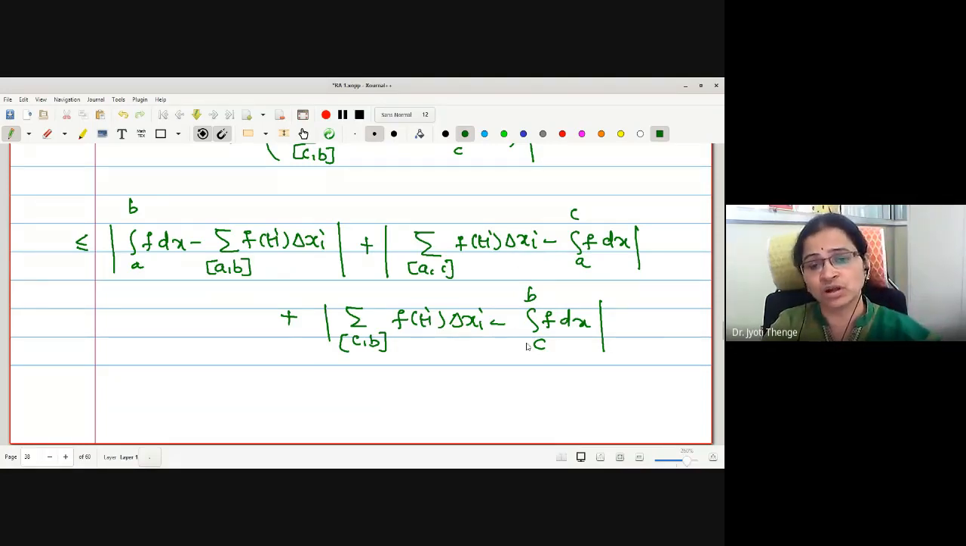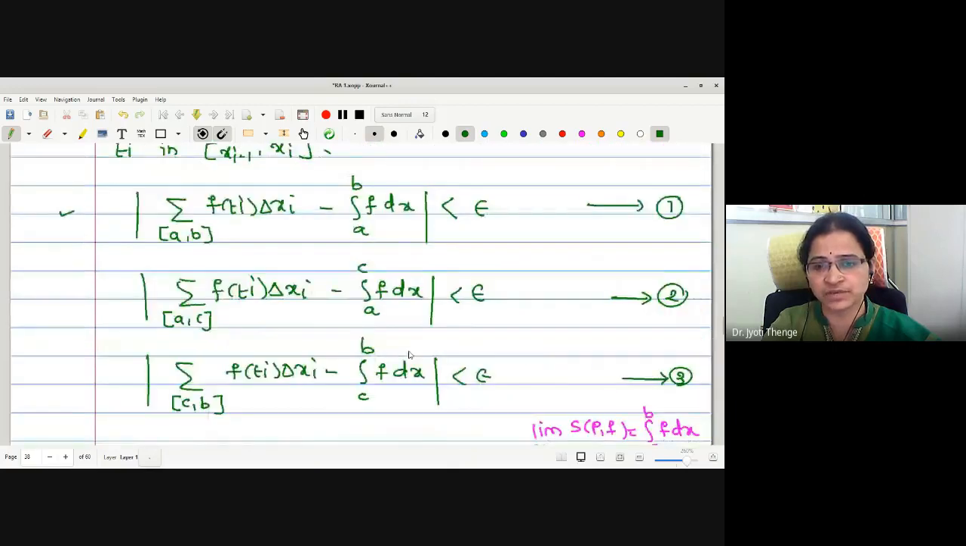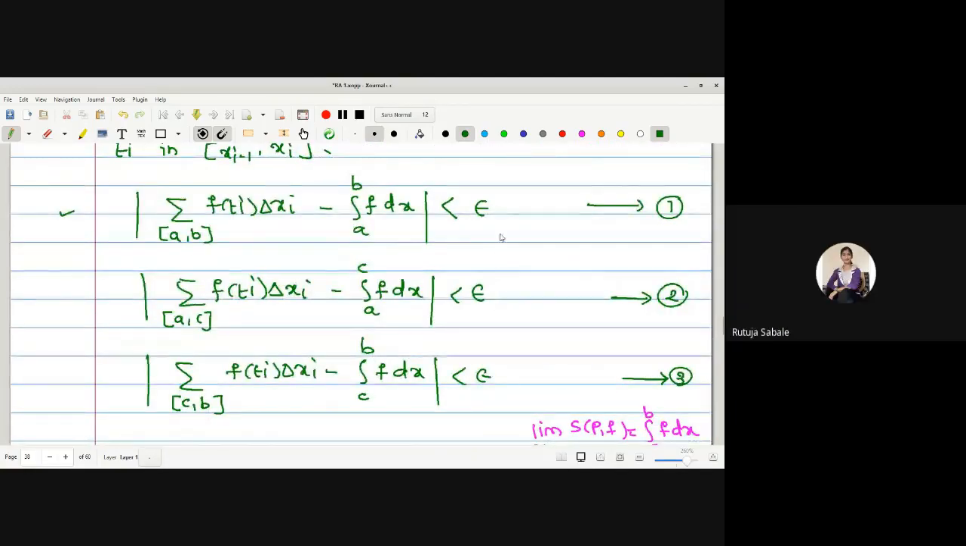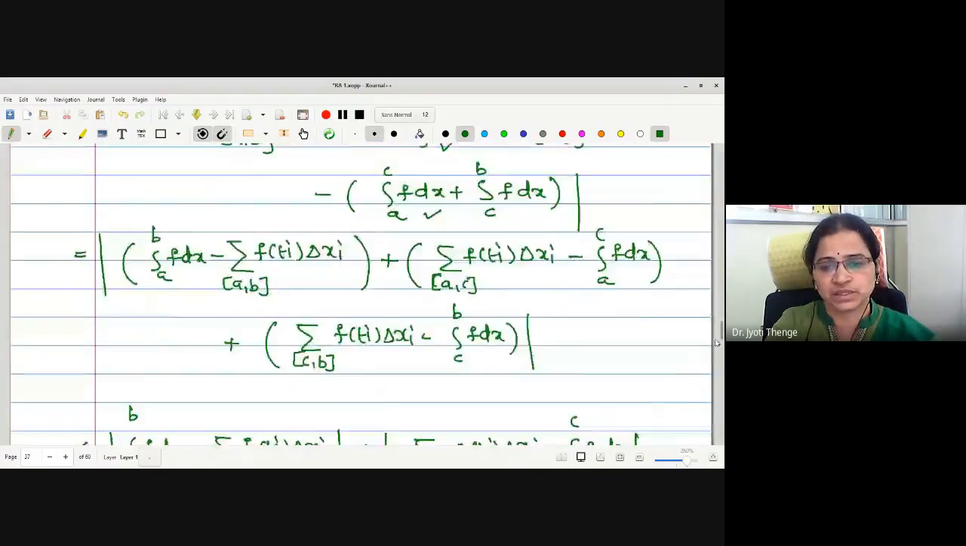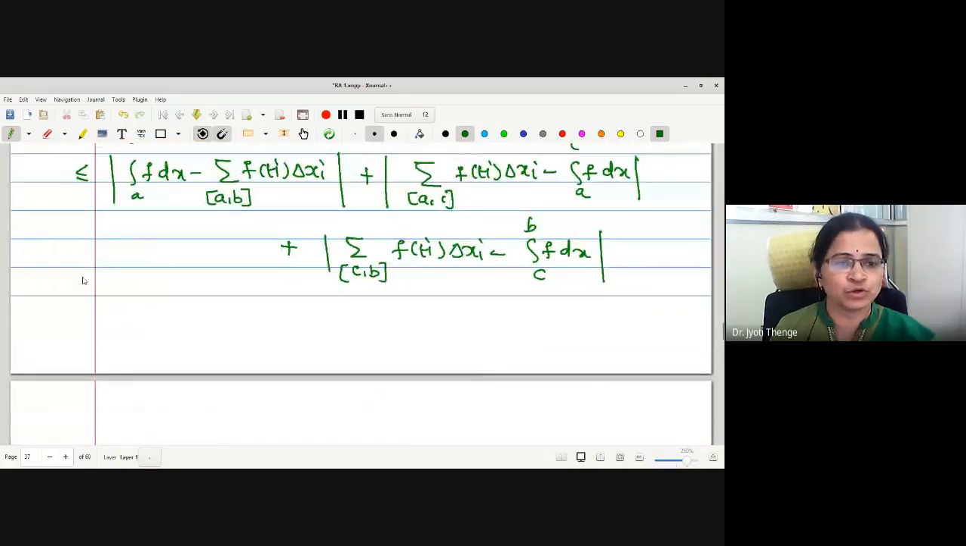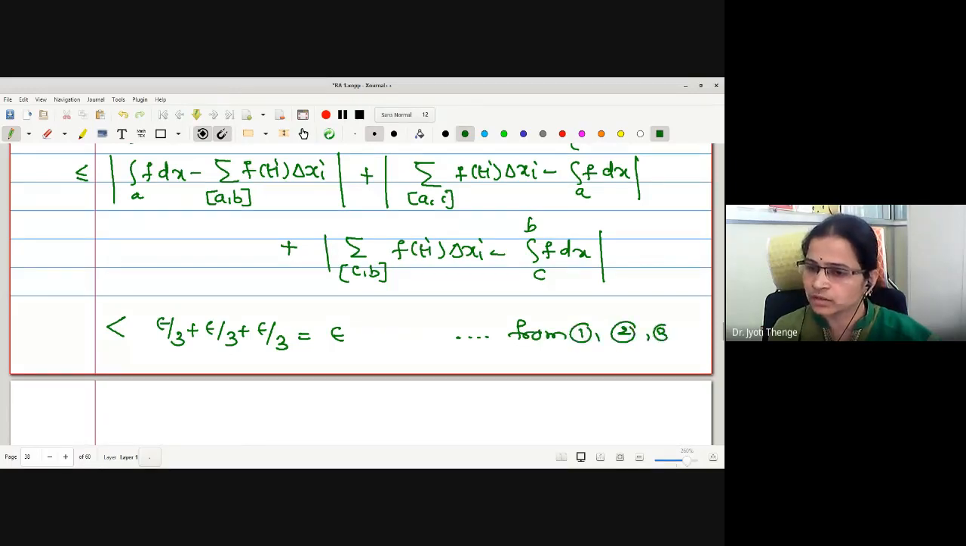But what we want? We want the value together less than epsilon. Therefore, what should be my corresponding adjustment in these definitions? Epsilon by 3. Epsilon by 3. Good. Therefore, I am writing here epsilon by 3, epsilon by 3 and epsilon by 3. And here finally this is strictly less than epsilon by 3 plus epsilon by 3 plus epsilon by 3, which is epsilon, and the reason is from 1, 2 and 3.